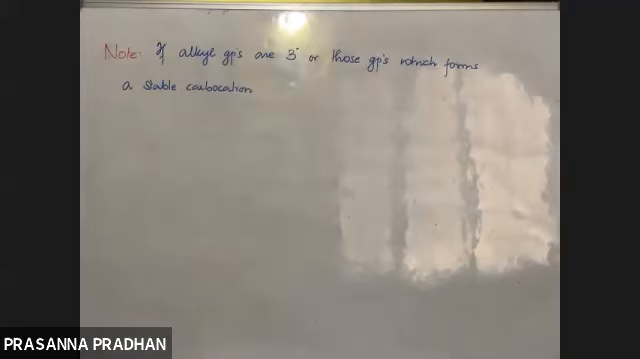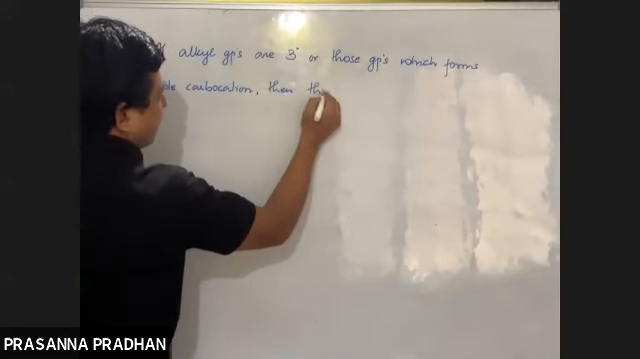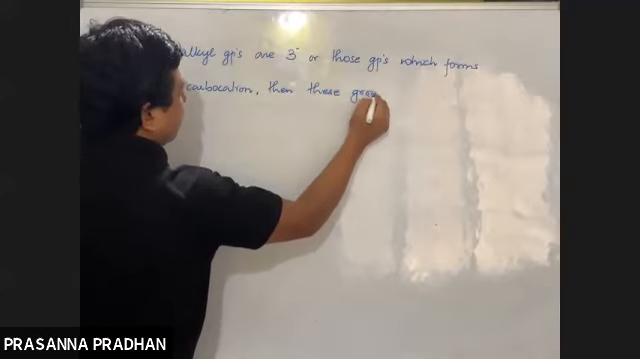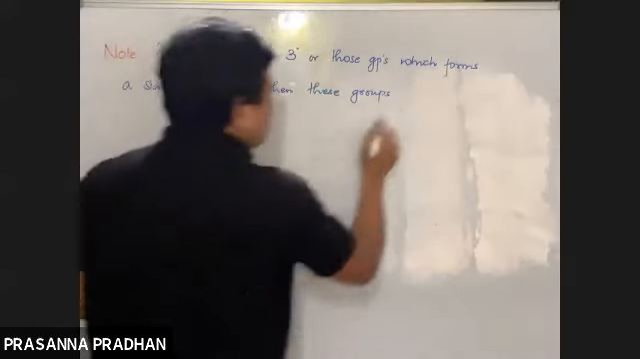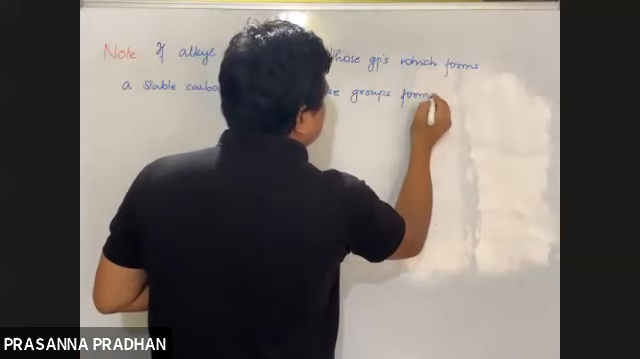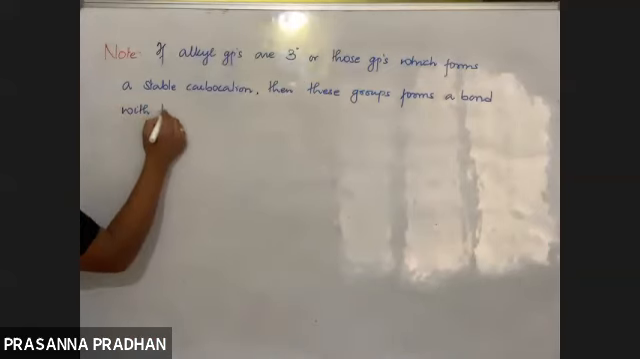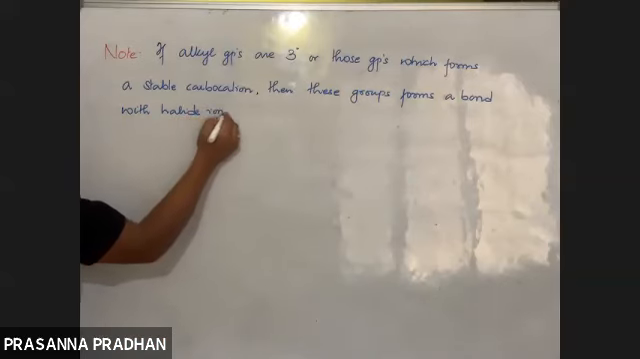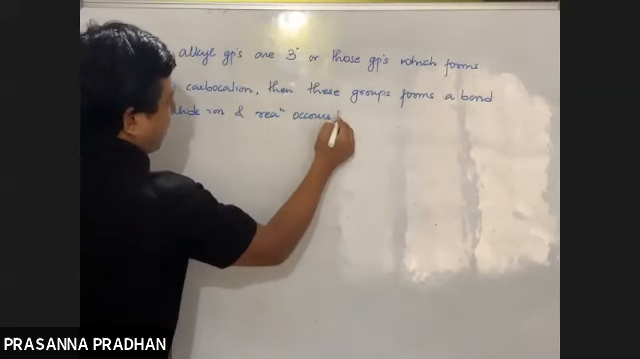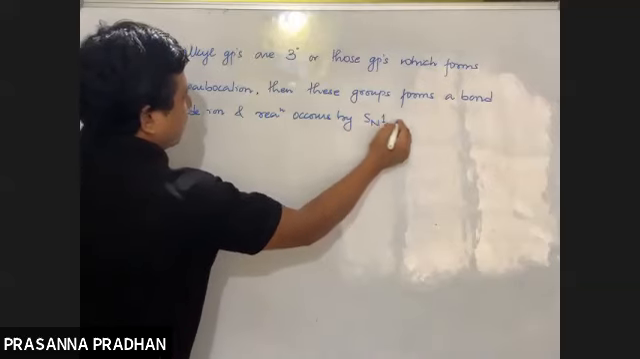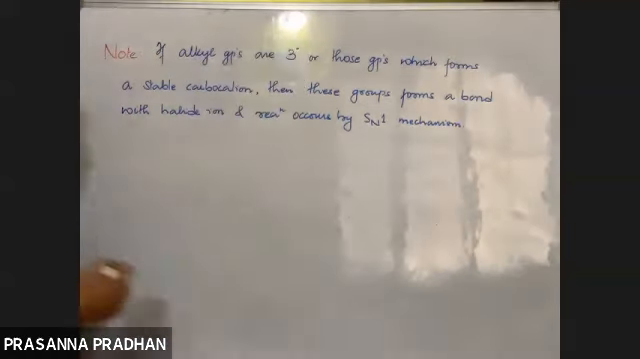Okay, if the alkyl groups are 3 degree, or those groups which form a stable carbocation, then these groups form a bond with a halide ion, and the reaction now occurs by SN1 mechanism.